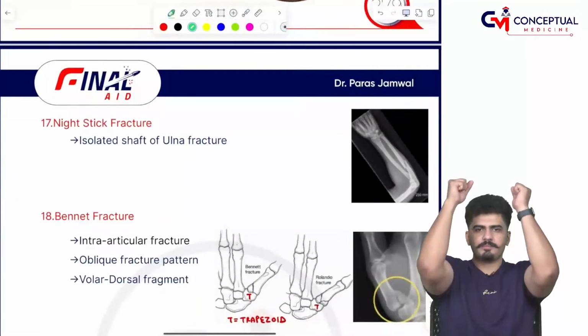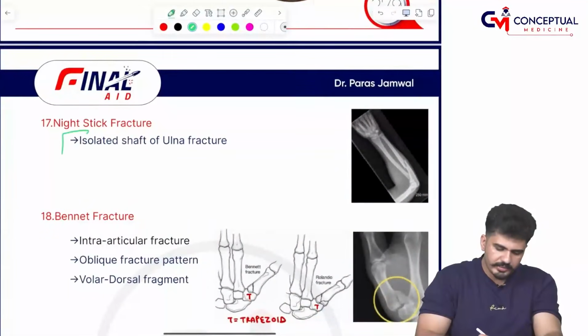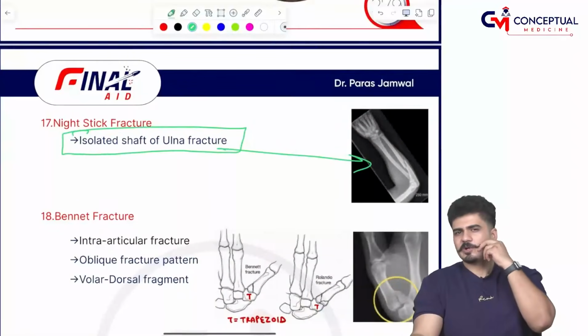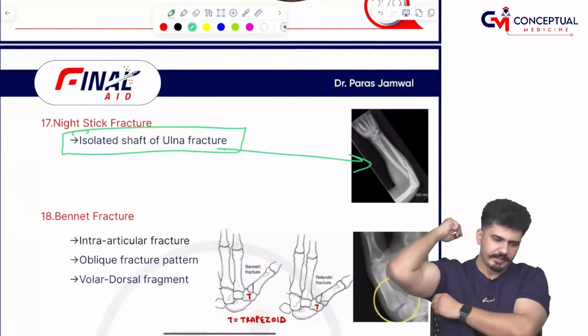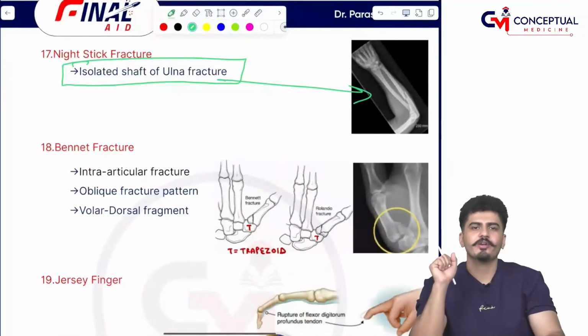Nightstick fracture. आपने कोई डंडा मार रहा, आपने अपना हाथ आगे किया उसको बचाने के लिए, isolated shaft of ulna is getting damaged. Done. Now, Bennett's fracture is a brother of Rolando's fracture.